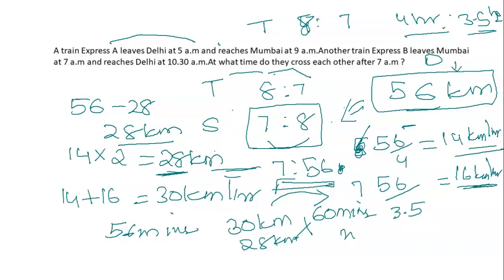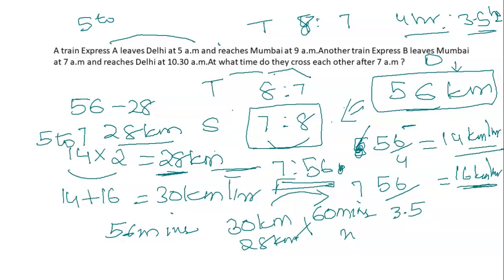In the first 2 hours, 5 to 7, only this train has gone, which is at 14 kilometers per hour. It goes for 2 hours, so it can go 28 kilometers. Then the other train also starts at 7 o'clock.